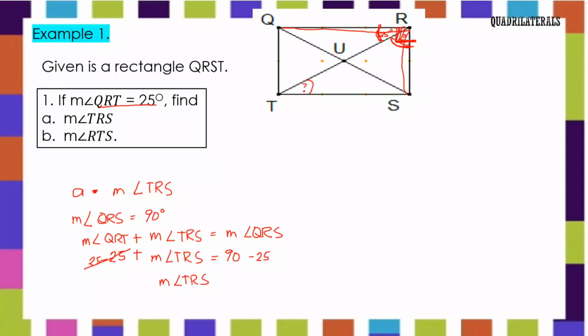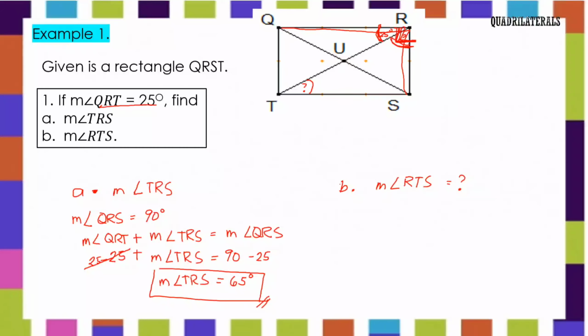Okay? So, ang sabi dito, the measure of angle TRS is 90 minus 25. Okay? So, kung isa-solve natin yan, we can say that the measure of angle TRS, 90 minus 25, that will give us 65 degrees. Therefore, the measure of angle TRS is 65 degrees. Okay? So, next, let's have letter B. For letter B, we need to find the measure of angle RTS. Ito naman ngayon yung hahanapin natin.